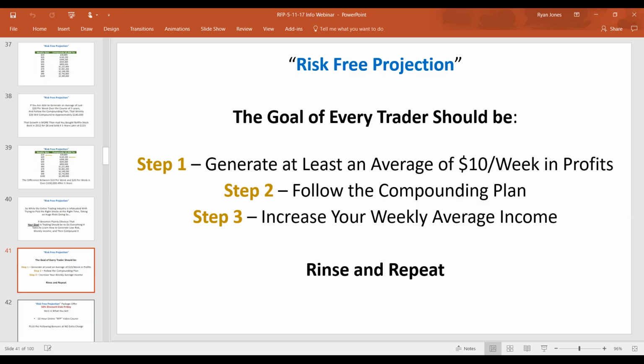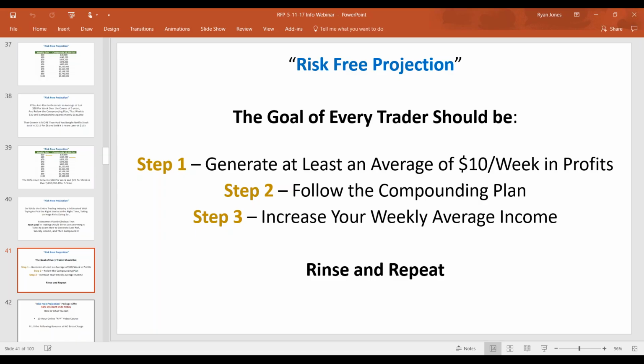So the goal of every trader on this call, if you listen to the recording of the webinar, absolutely, step one, generate at least an average of $10 a week in profits. And again, I'm saying this having traded virtually everything you can possibly imagine and then some in every major market out there over the past 30 years. I've seen just about everything. Given the platform and the opportunity that we have, this should be your goal. Generate at least an average of $10 a week in profits.